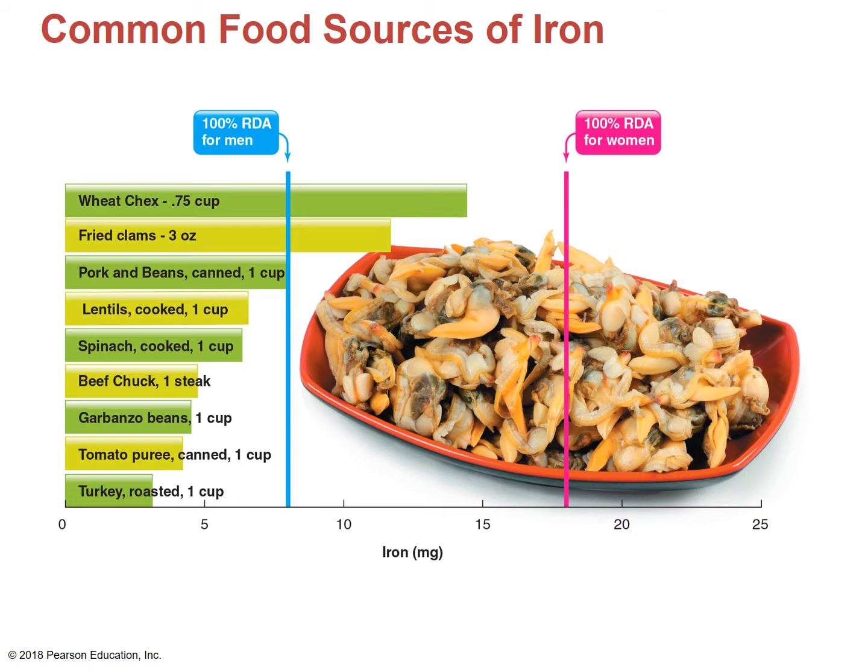This is common foods that contain iron: wheat cereal, fried clams, pork and beans, lentils, spinach, beef chuck, garbanzo beans, tomato puree, and roasted chicken. And of course you can see the different amounts. So you can see the RDA for women appears to be somewhere around 18 milligrams, whereas for men it may be around 8 milligrams.